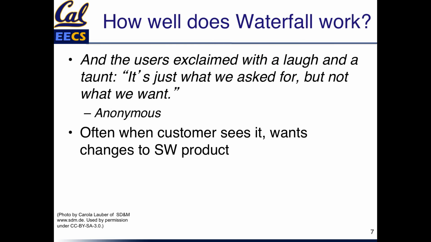How well does it work? Well, here's something that somebody posted anonymously. And the user's exclaimed with a laugh and a taunt, "It's just what we asked for, but not what we want." All right? So typically what happens is when you're dealing with customers, they don't quite know what they want. And when you build something and it starts to work, they realize that's not what they want. I don't know what we want, but that's not it. All right? So that happened in the Waterfall process. You take years, you get there, you show it to the customer, and they change their mind.